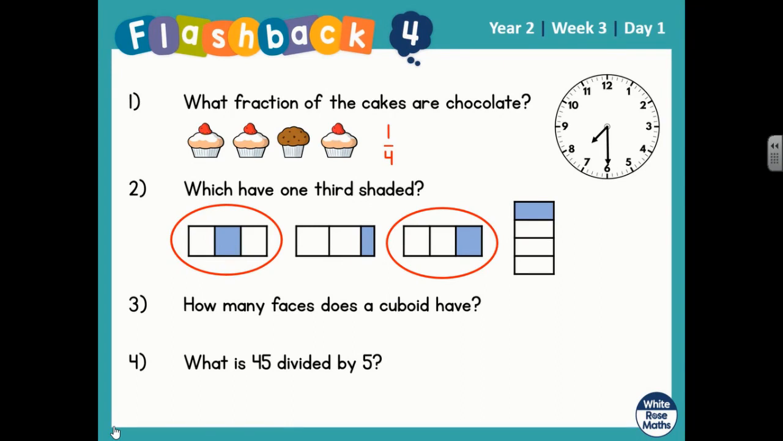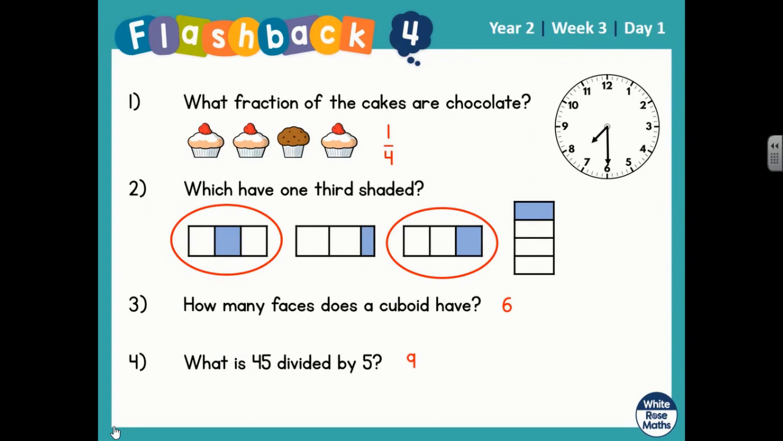How many faces does a cuboid have? A cuboid is very similar to a die or a dice that you might have at home, and we know they've got 6 faces. A cuboid is kind of like a longer version of a die, and they've got 6 faces too. What is 45 divided by 5? I would probably count up in my 5s. There's quite a lot of 5s, but I'd be thinking that I know 10 times 5 is 50, so therefore 9 times 5 is 45. And there's a relationship there between 9 times 5 being 45 and 45 divided by 5 being 9.